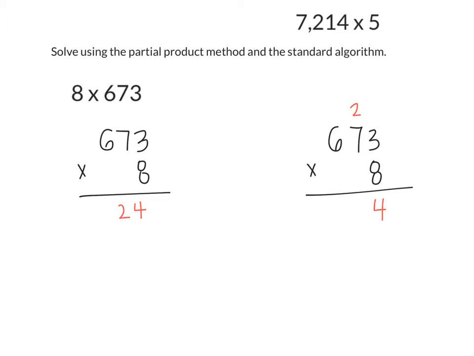So doing it side by side with the partial products method on the left and the standard algorithm on the right, the first step for both is thinking 8 times 3 is 24. But for the partial products way, I record 24 at the bottom. For the standard algorithm, I record the 4 only because I regrouped the 20 as two more tens.